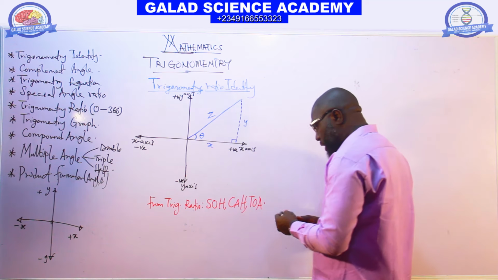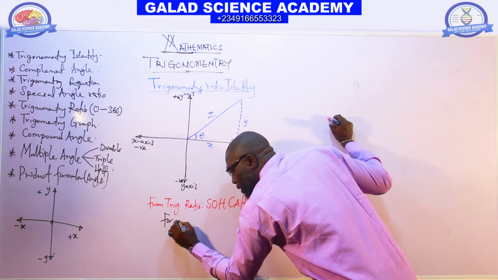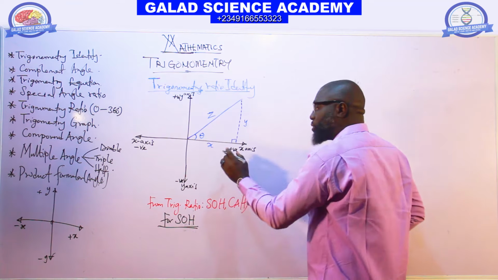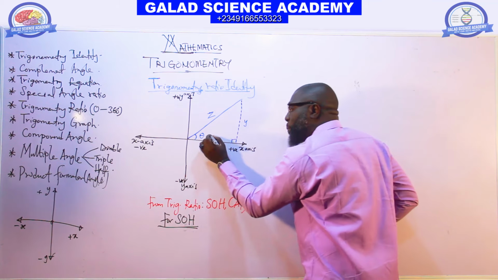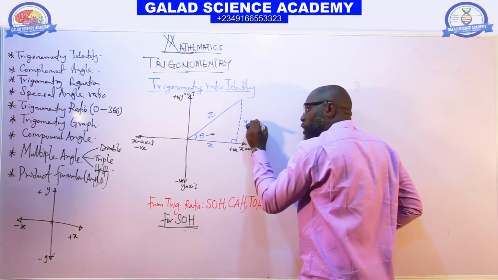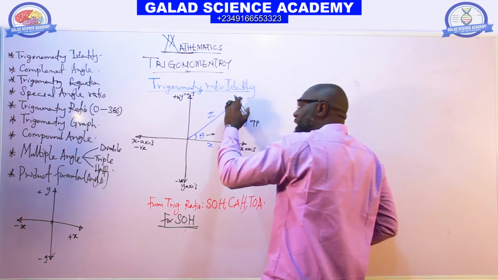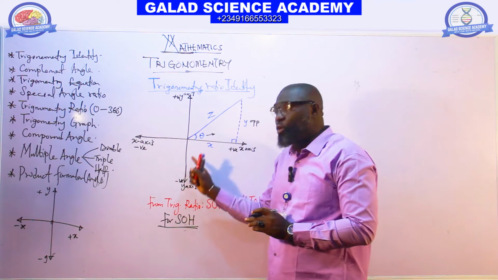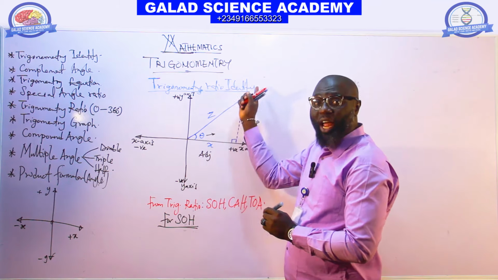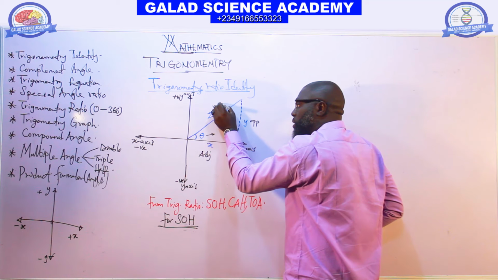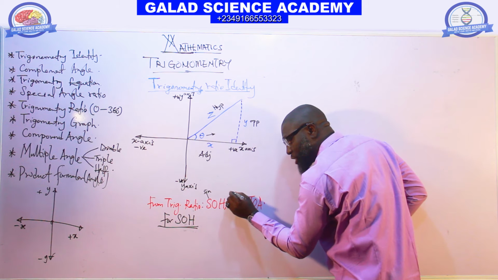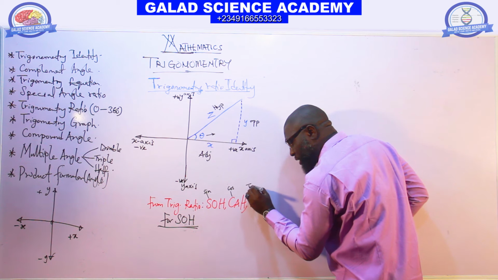So if we start from here, for SOH, look at this: here we have y and x. The opposite side, the side the angle in the triangle faces, we call it opposite. The second side, where the angle rests on, we call adjacent. And the longest side of the triangle, we call hypotenuse. So this S you have there stands for sine, this C stands for cos, T stands for tan.